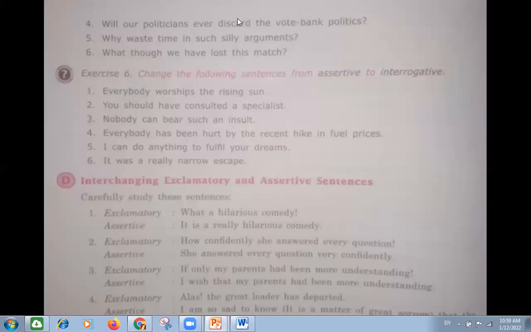So students, let's go to the next: interchanging exclamatory and assertive sentences. You will get exclamatory sentences over there, which are to be changed into assertive sentences. Exclamatory, you know, is when we show our strong feelings, right? When we show our strong feelings, we put them into exclamatory sentences. So let's read it out carefully. Study these sentences.